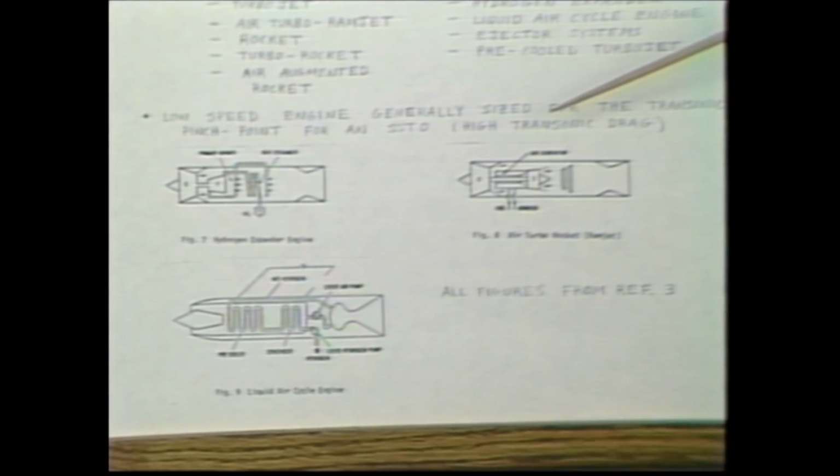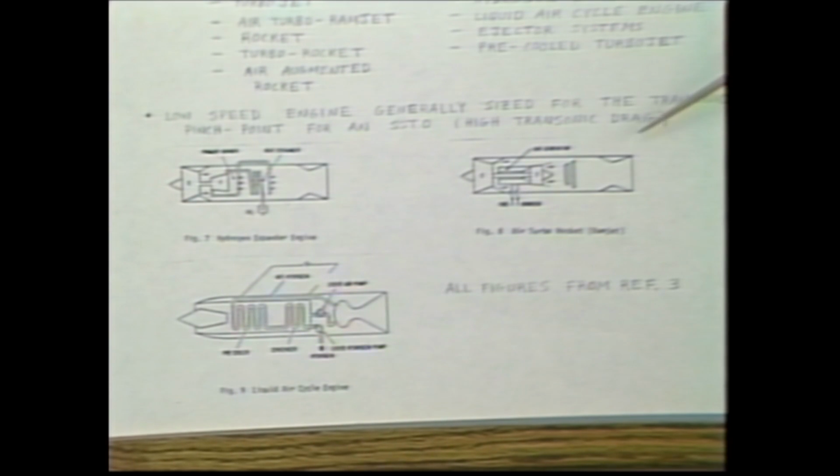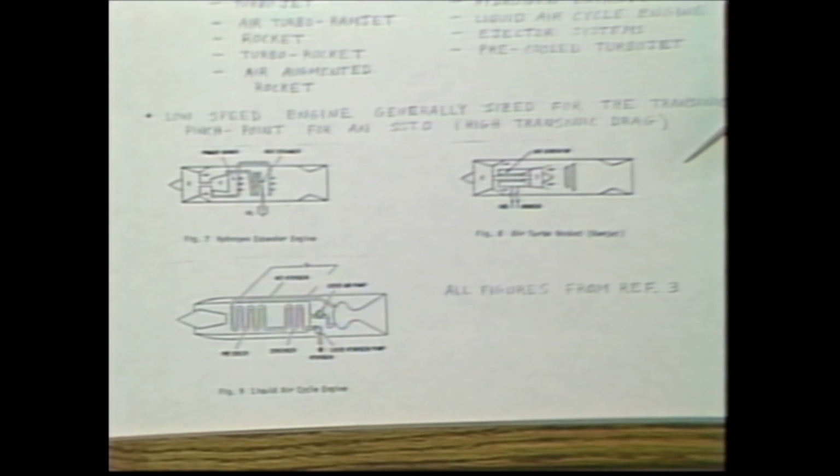Typically, the low-speed engine's size, and how much thrust is required, is determined from the transonic pinch point. That's an area that's hard to get through because the basic requirements of the aircraft at high speed dictate that the base is large, the nozzle is large, the inlet's large, which creates a lot of transonic drag. And so the low-speed system or engine tends to be sized for that transonic point.